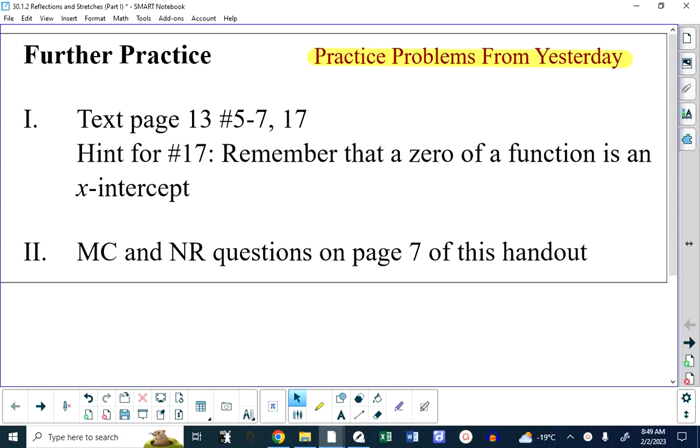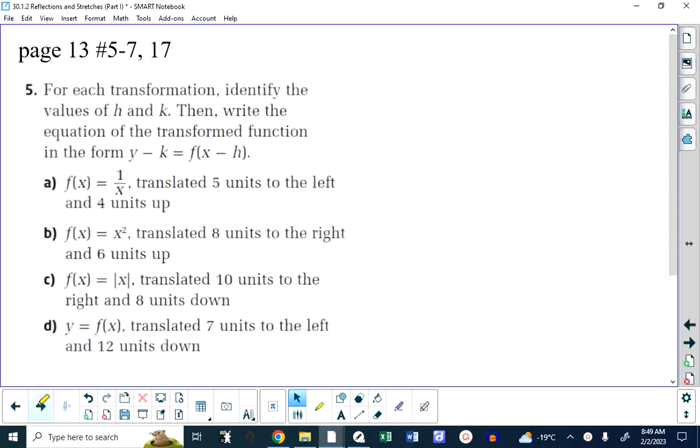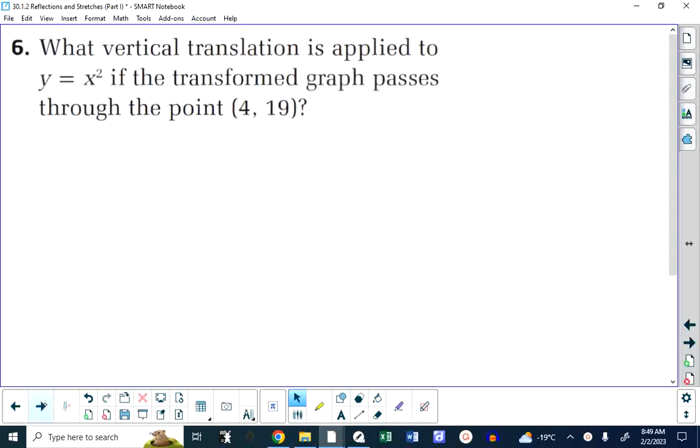We're looking at some questions in the textbook from page 13, probably goes 13, 14, 15 kind of thing, but starts on page 13, and then some multiple choice numerical response questions. We talked yesterday about a general idea of these parameters, h and k, being things that can be found by using an ordered pair and substituting that ordered pair into the equation.